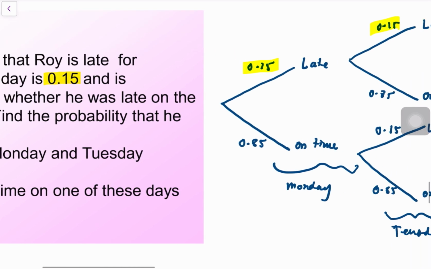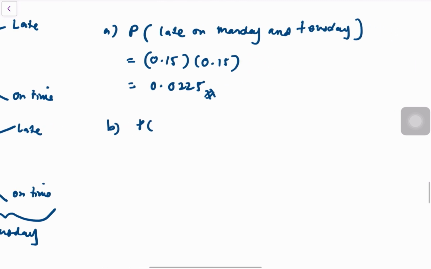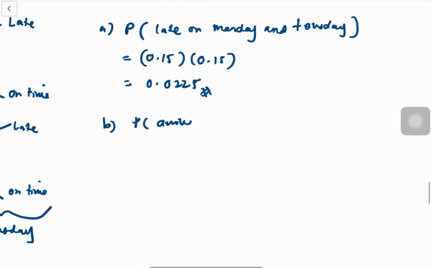And then for B, the probability that he arrives on time on one of these days. So now we're looking for the probability that he arrives on time on one of these days.